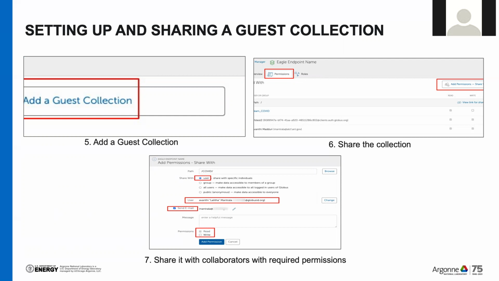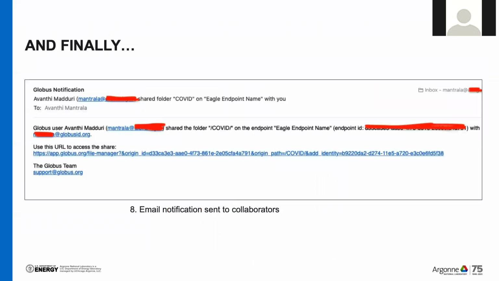You can also restrict the permissions on the collection as well. It can be read-only or read-write. And once you hit add permission, in the last screenshot here, GLOBUS provides an email notification or email invitation and a web link that the collaborators can use to access the data.